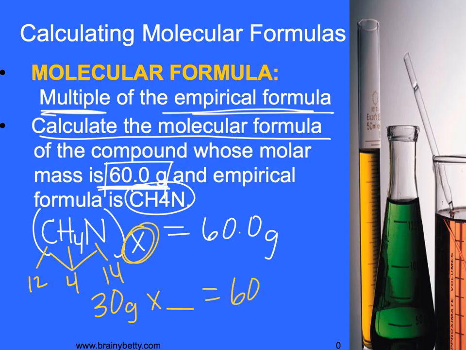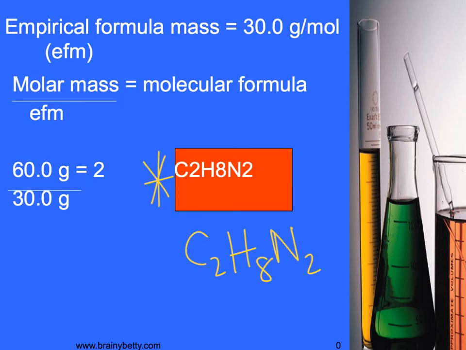So this one is pretty easy for you to do. It's going to be a multiple of 2, right? 30 times 2 will give you 60. So then you're going to multiply all of the subscripts in here by 2. Therefore, your answer will look like this: C2H8N2. All right? And that is your molecular formula.